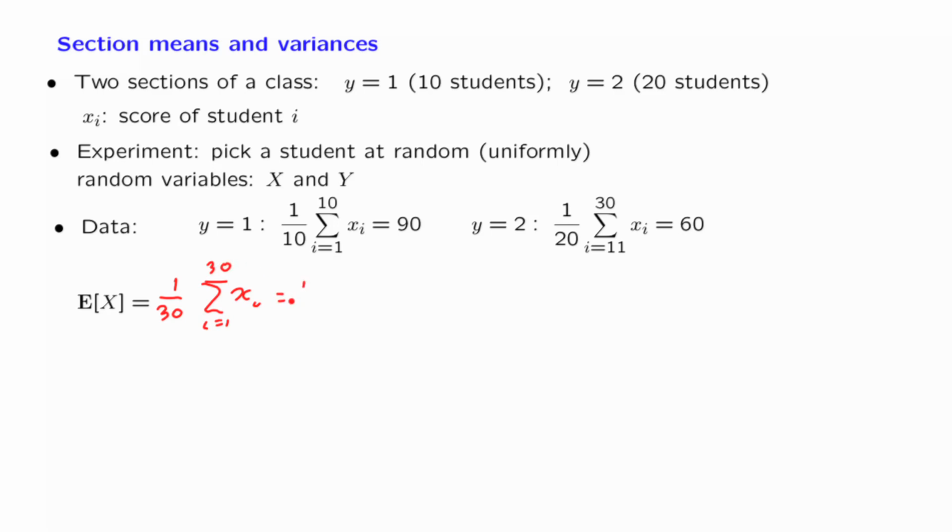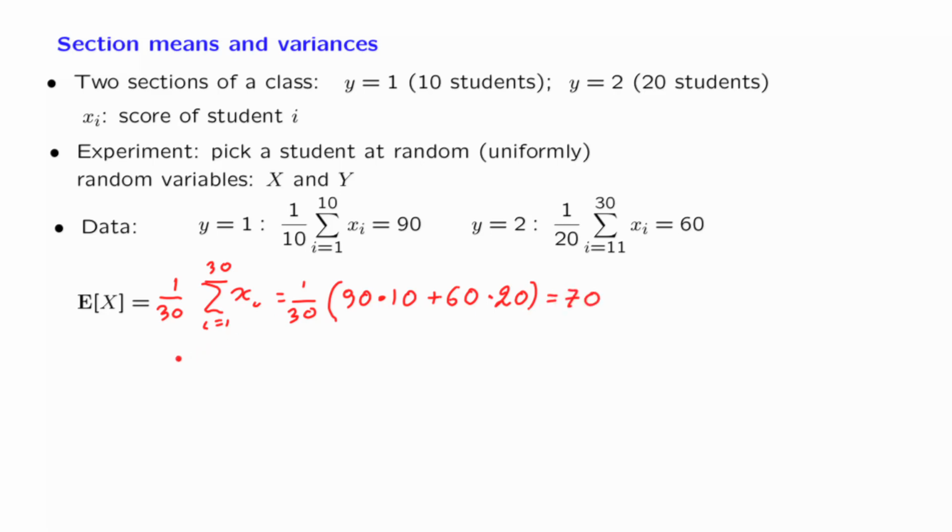What is this number? Well, we need to calculate the sum of the x_i's. The sum of the first 10 x_i's is equal to 90 times 10. And the sum of the x_i's in the other section is equal to 60 times 20. And we carry out the calculation and we find that the answer is 70.